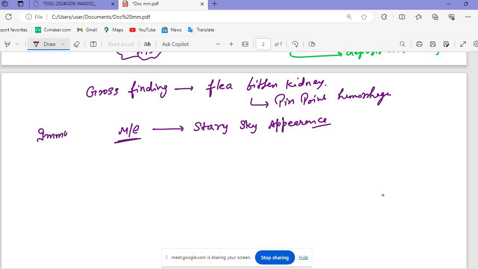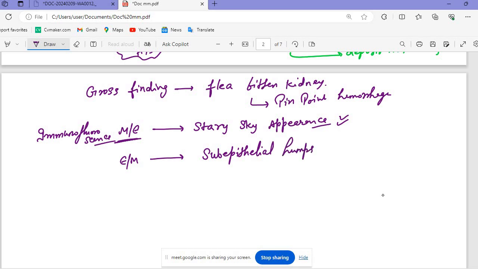On immunofluorescence microscopy, what will we see? We see a starry sky appearance. And on electron microscopy, what will we see? We see subepithelial humps.